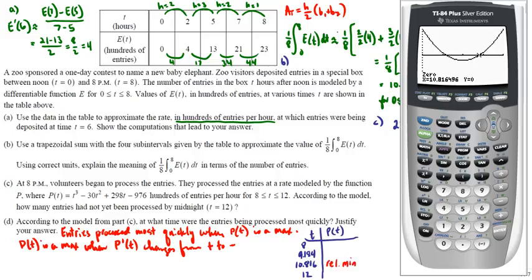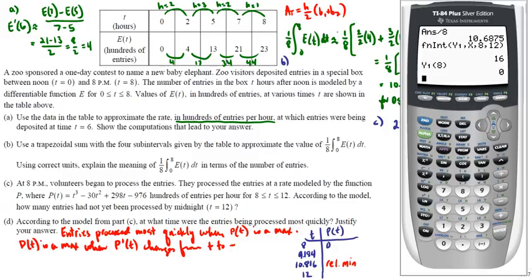The way I'm going to do this is to go out to the main screen and evaluate the function at those points, remembering that I'm talking about the original function, which is in y1. So I do vars, y vars, function, y1, and I plug in 8. And they're at 0. So at time 8, 0 entries per hour are being processed.